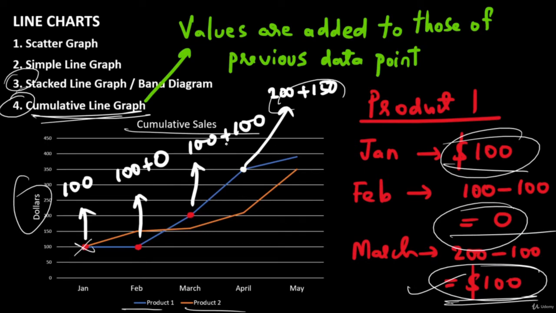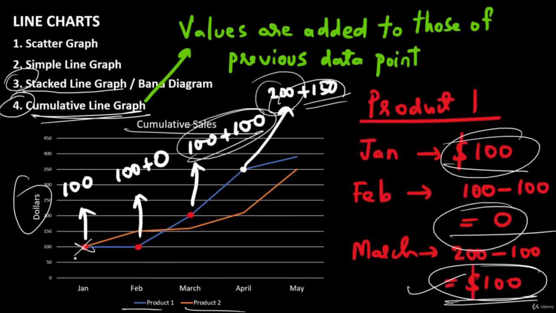Similarly, this point over here will be 200, which is what we have over here, plus the sales in April, which is 150 in this case. So this is what we call a cumulative line graph. You can see that as we move forward, we take it in a cumulative manner. But in the case of a stacked line graph, it was one on top of the other, right?